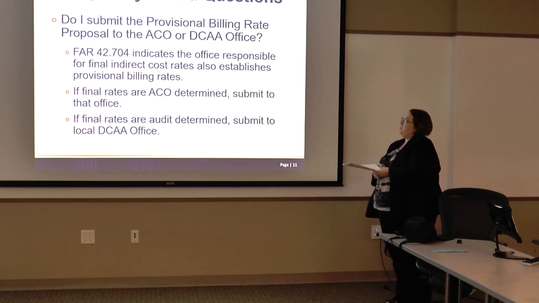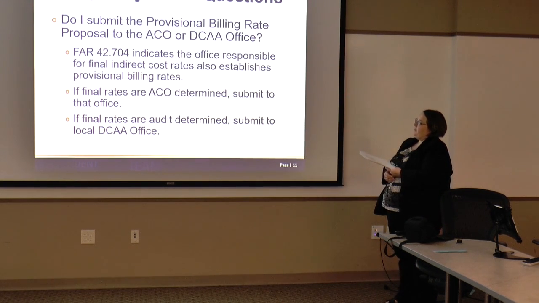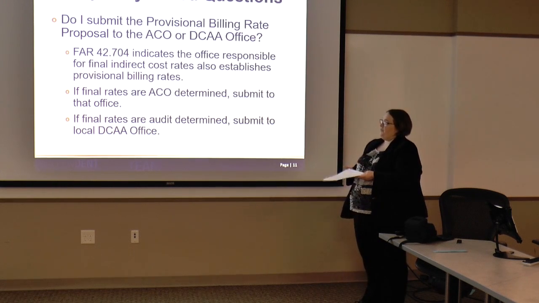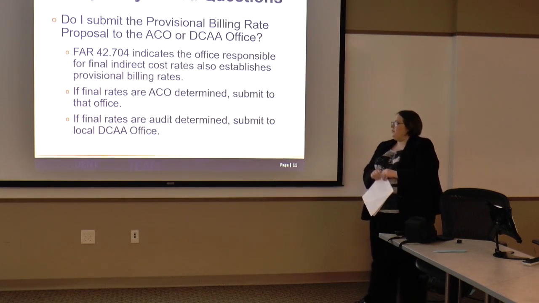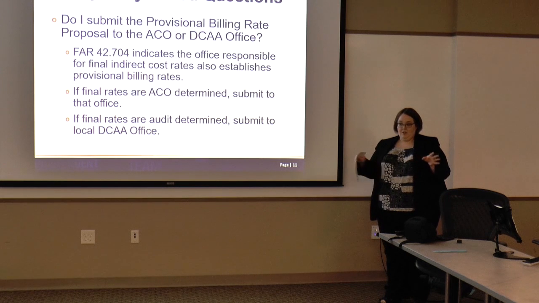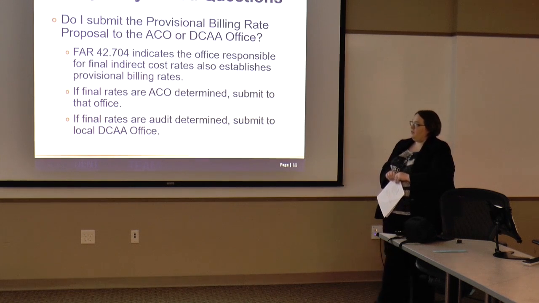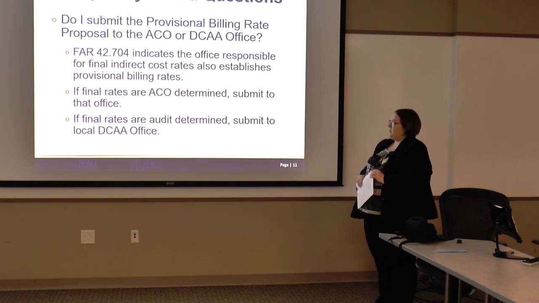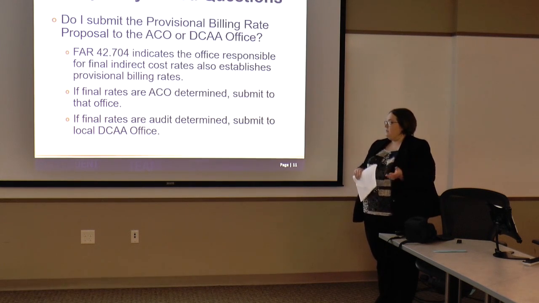Some frequently asked questions: do I submit the provisional billing rate proposal to the ACO or the DCAA office? FAR 42.704 indicates the office responsible for the final indirect cost rates also establishes the provisional billing rates. For most of the small contractors in this area, they are established by DCAA. You can ask your ACO or your DCAA office who is responsible for establishing them. If the ACO determines, submit to the ACO, and if the auditor determines, submit to the DCAA office.